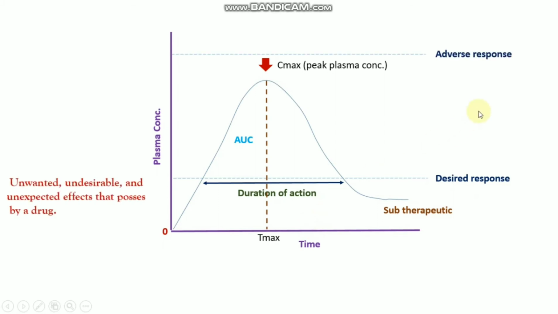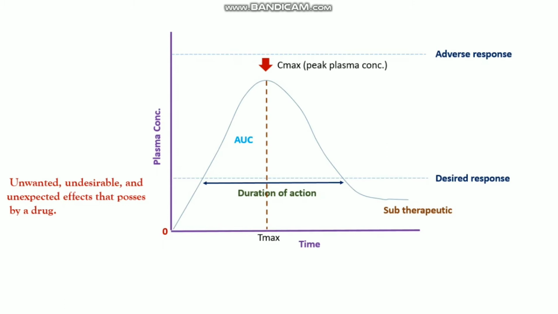And next is another straight line you see here, that is just over Cmax or peak plasma concentration, and it represents the adverse response. So adverse response is basically the unwanted, undesirable and unexpected effects that a drug possesses. So here this is the minimum effective concentration, and here you can consider the maximum effective concentration. So when it just touches this adverse response line, then the drug shows some adverse effect.